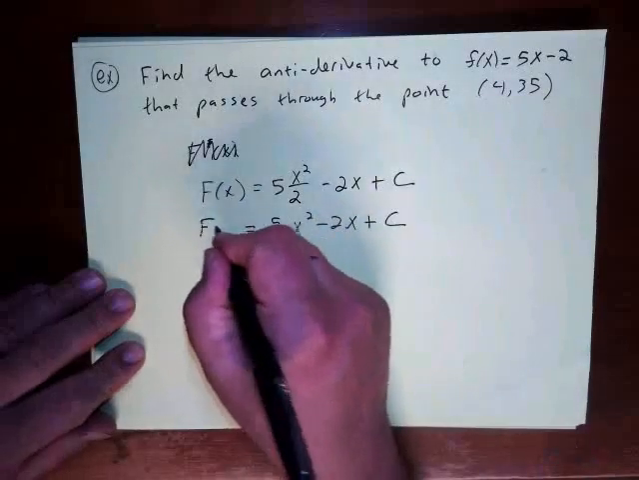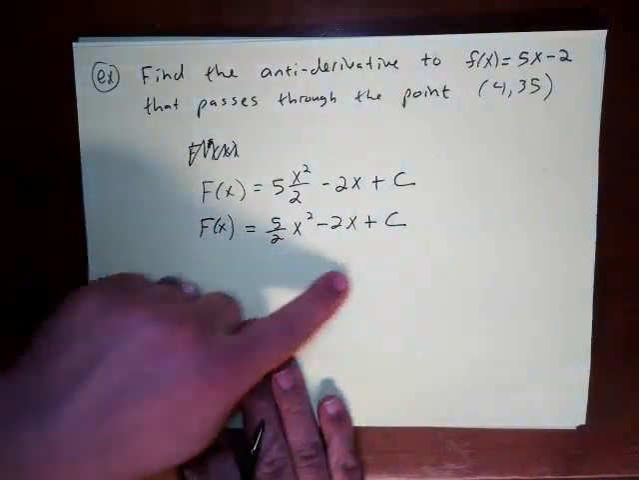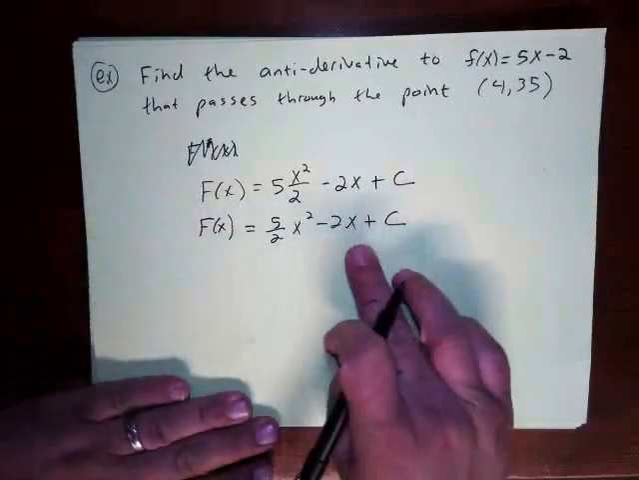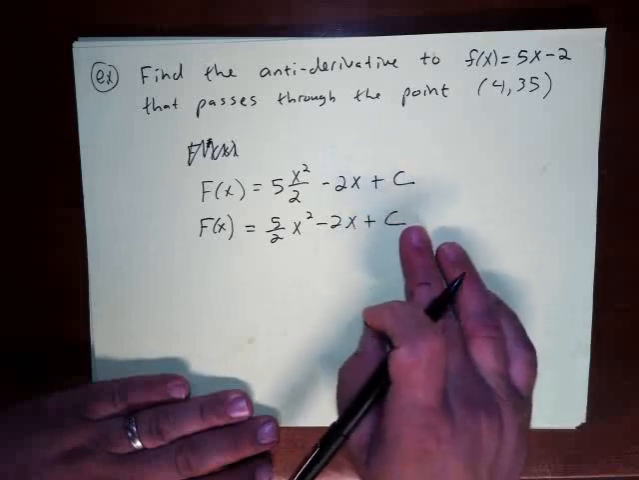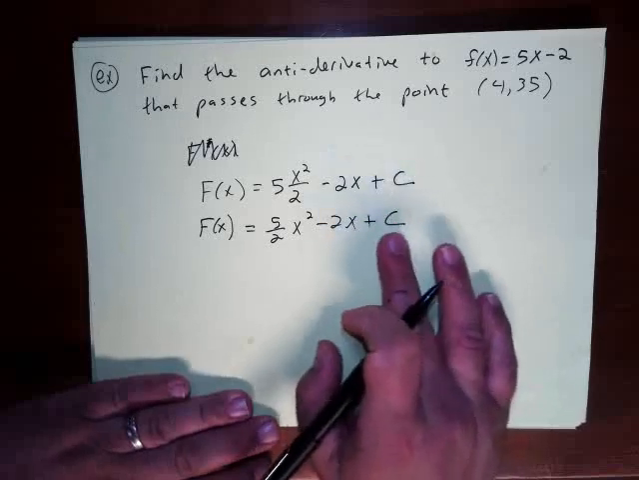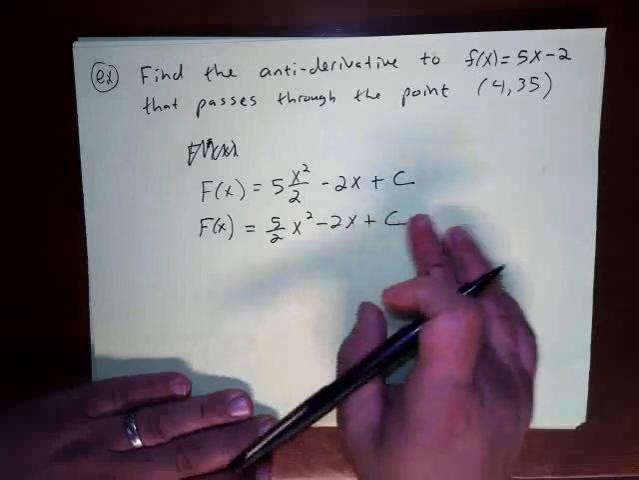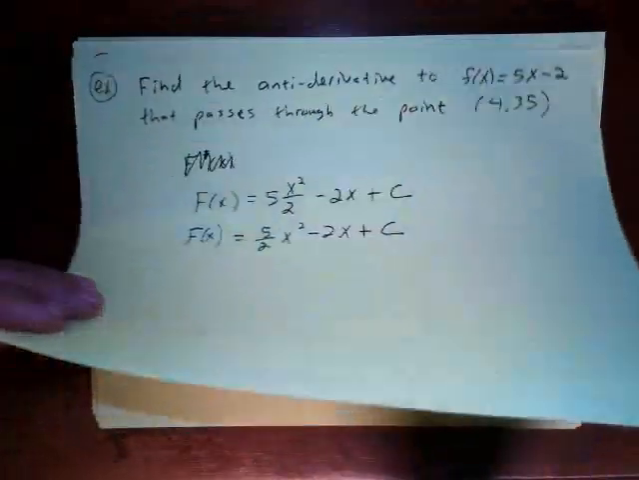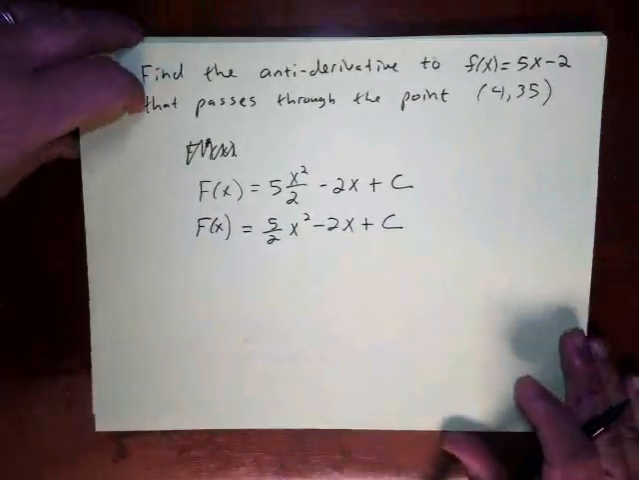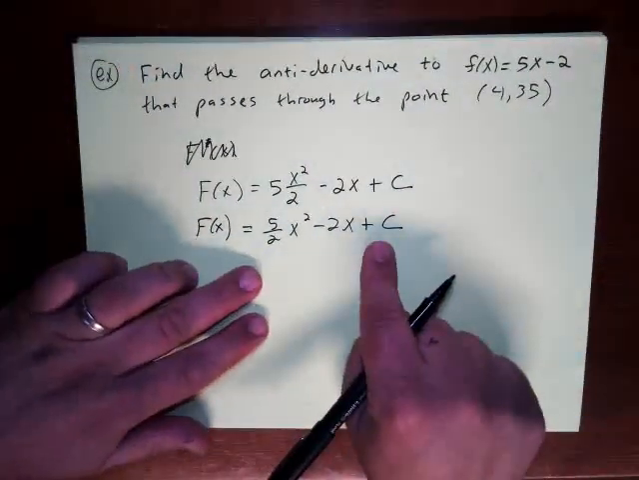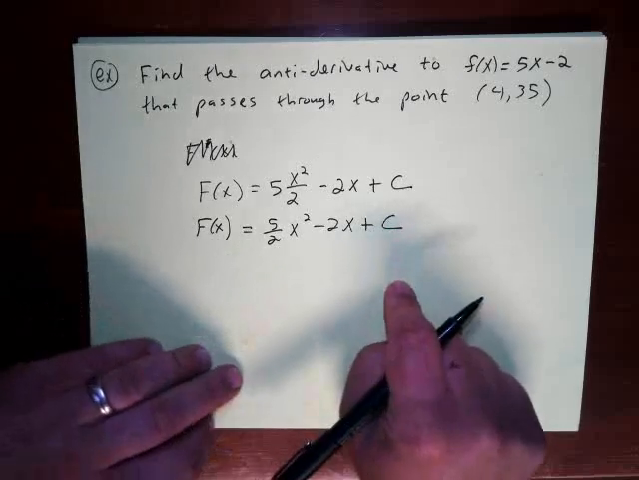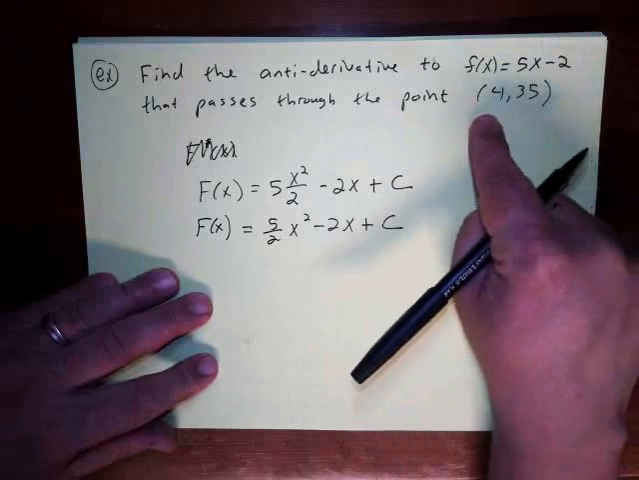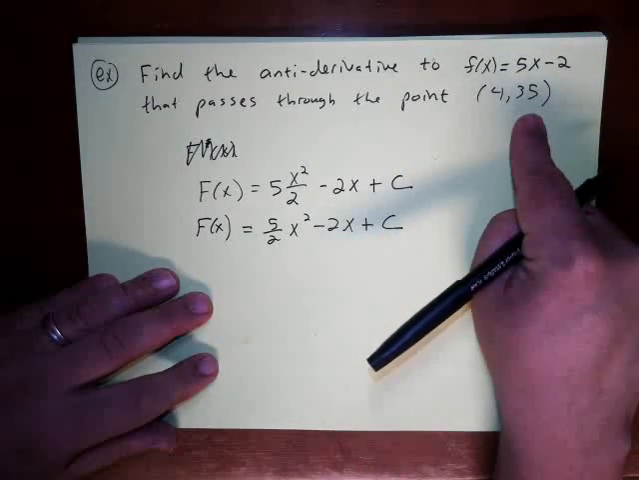Okay, so this is my general antiderivative, and once you choose your constant c, you would have an infinite number of antiderivatives, one for each value of c. But what I want is the antiderivative that's going to pass through the point (4, 35).